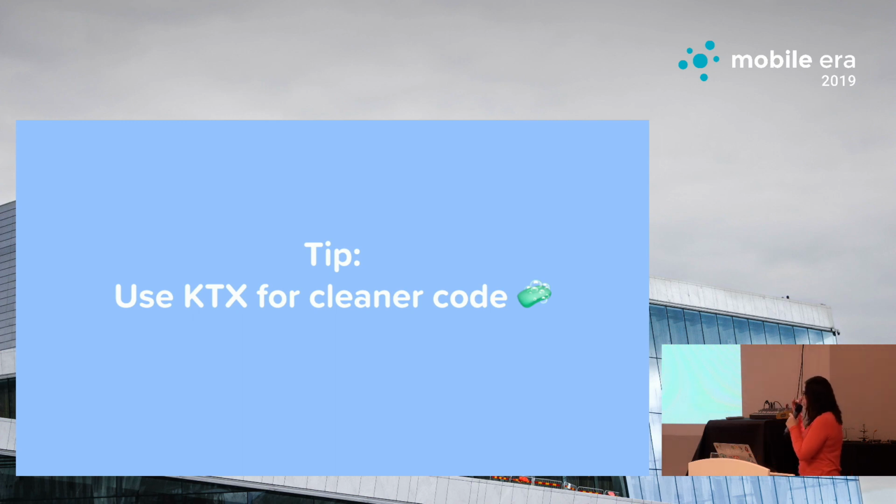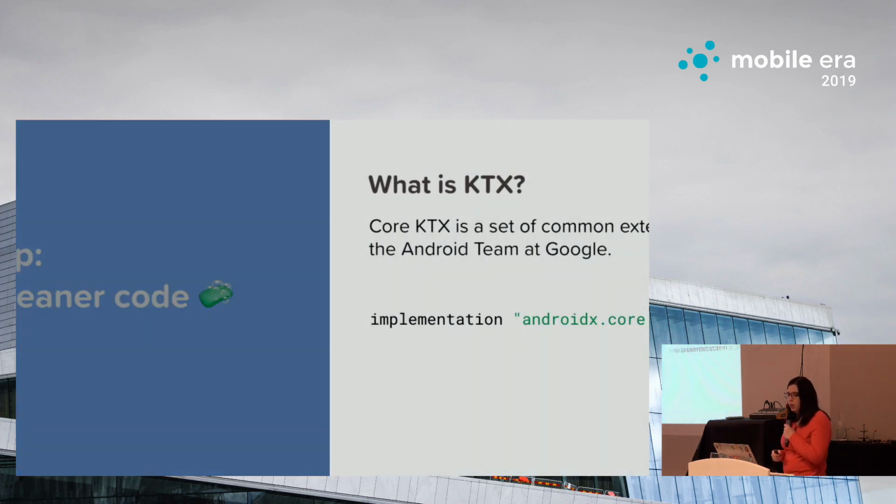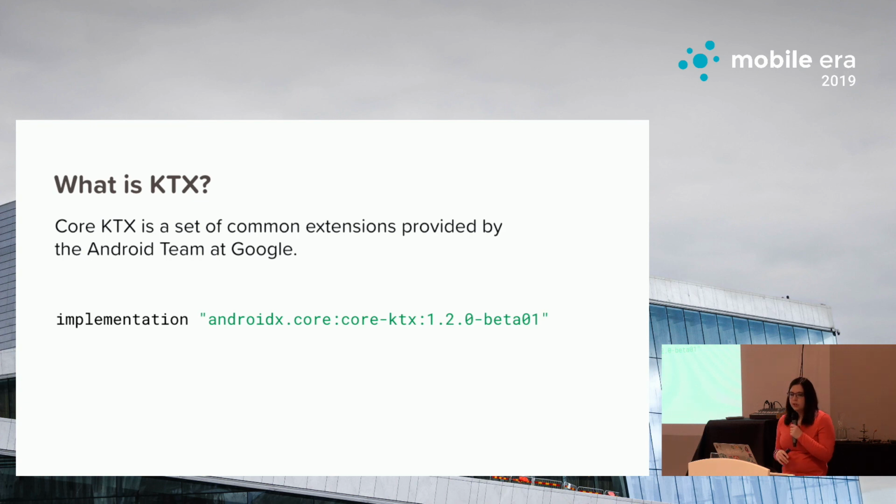Okay, so working with the Canvas code can be quite daunting and quite confusing at first. But one tip I have is to use KTX for getting a bit cleaner code when working with the Canvas. So what is KTX? KTX is basically a core set of extensions provided by the Android team at Google, and it's for Kotlin. So if you're working with Java, unfortunately, you can't get access to these, but it makes everything a little bit nicer to work with.